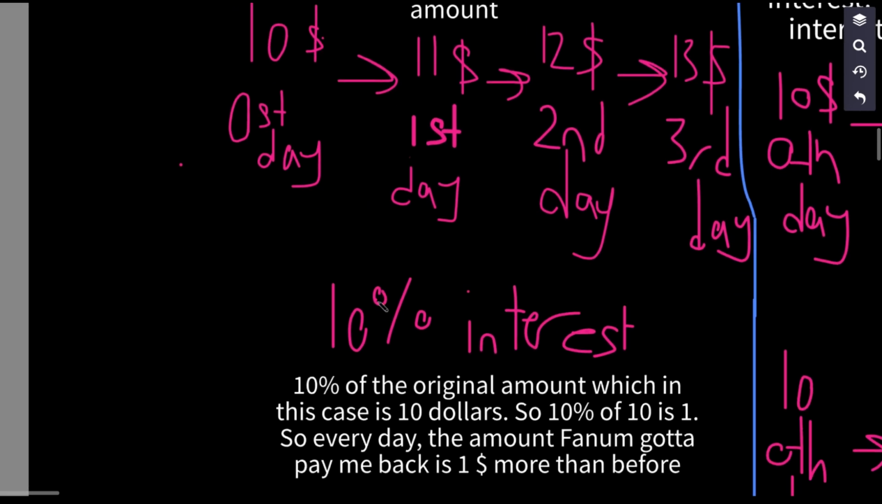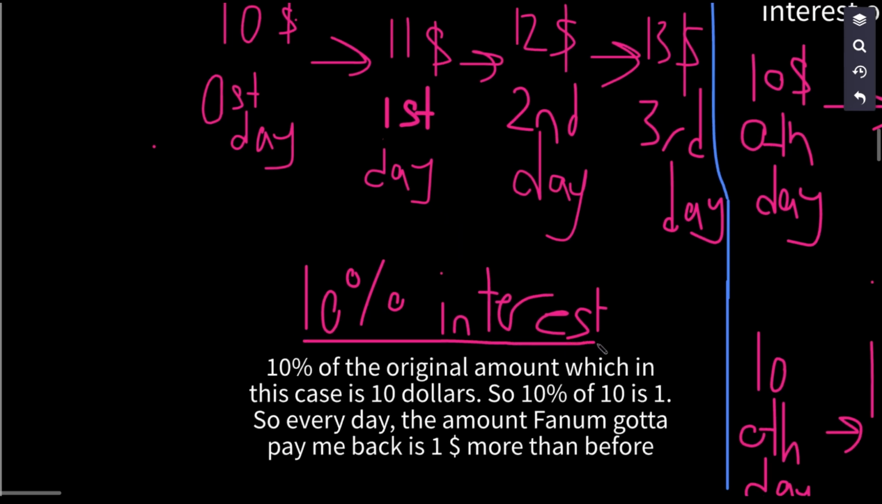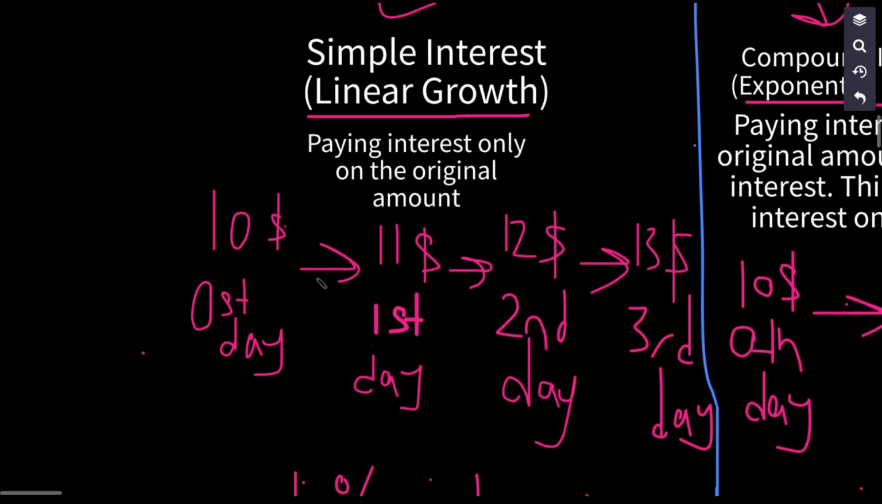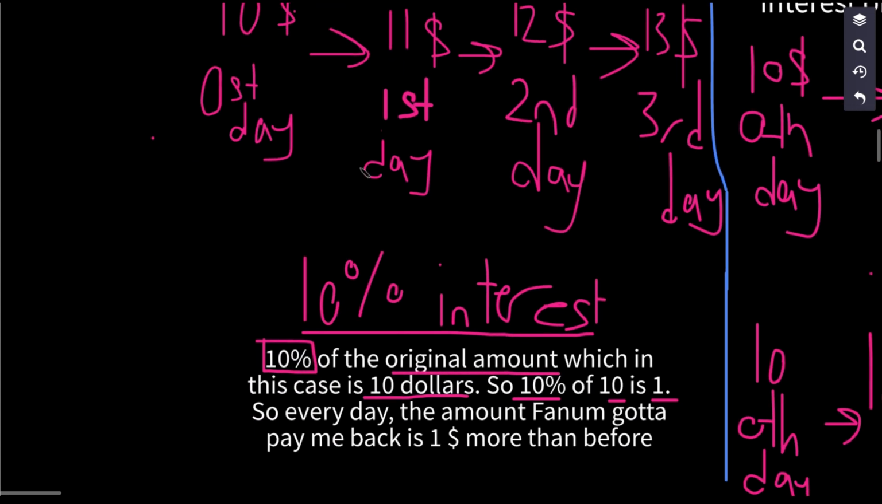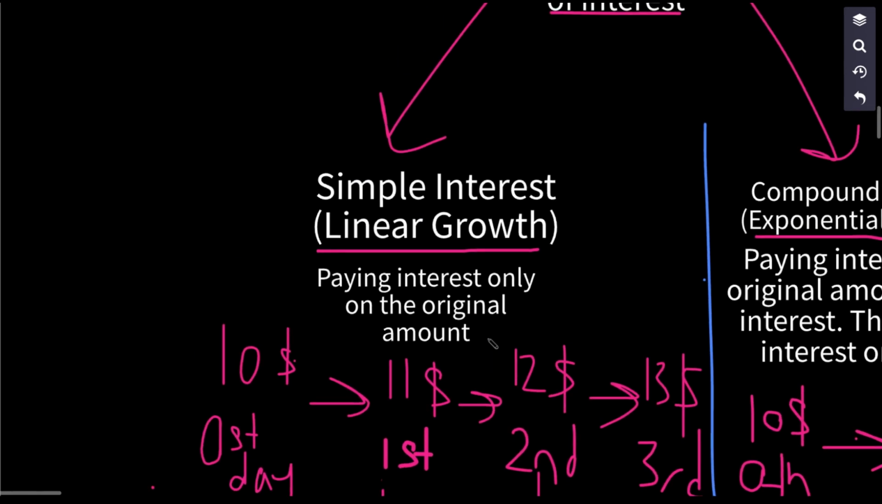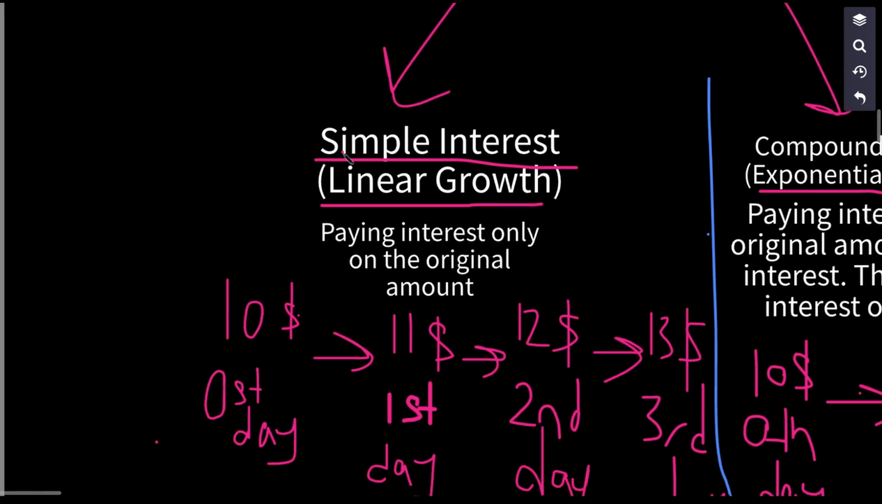So we said that we wanted 10% interest, right? In this case, this 10% refers to 10% of the original amount that we had. The original amount we had was $10, so 10% of $10 is 1. So every day that he does not pay me back, he has to give me an extra dollar. That's basically what simple interest is. It's a linear growth, right? Every day it's always an extra dollar he has to pay me back.